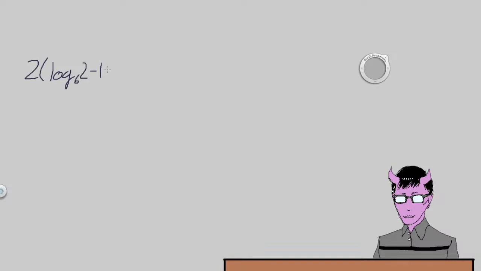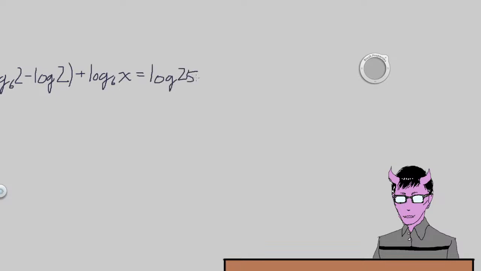minus, oh, this is weird, log base 10 of 2. So already the logs are mismatched, which means we need to separate them somewhere along the way. And then we have a plus log base 6 of x equals what? Log base 10 of 25 minus log base 6 of 3.